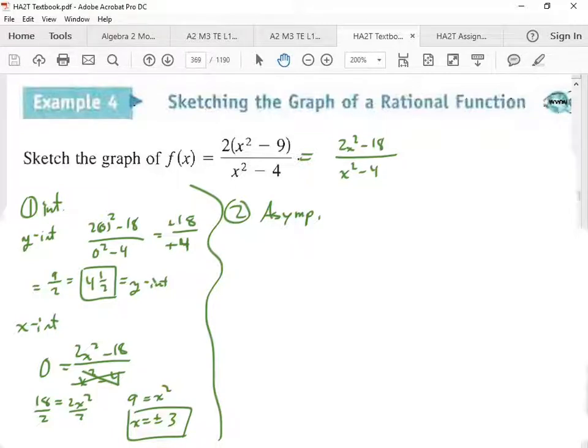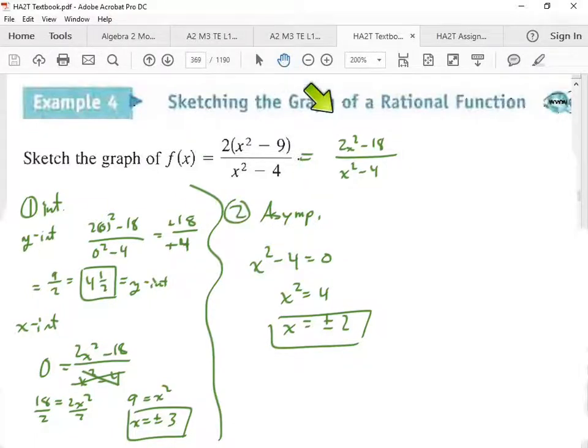The first asymptotes I'm going to look for are the vertical asymptotes. In order to do that, I'm going to take the denominator and set it equal to 0. So I get x squared equals 4, and I get x equals plus or minus 2. All right, so we have 2 vertical asymptotes.